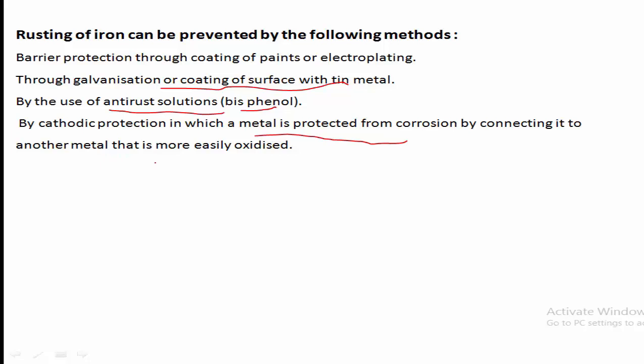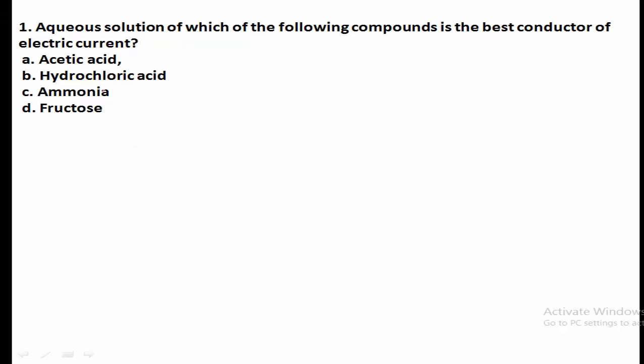So this is all about the synopsis of electrochemistry. Go through all this theory part one by one, then only you can easily solve the questions which can be asked on the chapter electrochemistry. Okay, next we will solve the questions on electrochemistry.